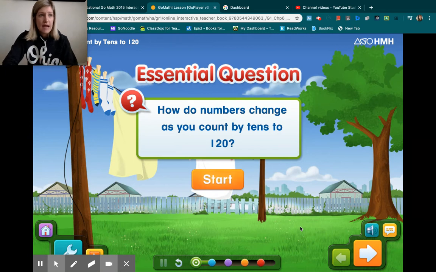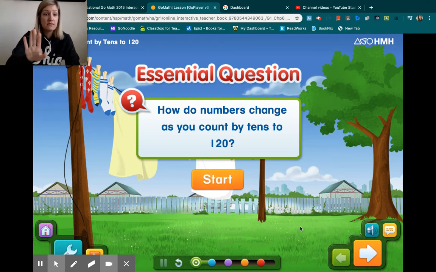So like I said, we're thinking about counting by tens instead of ones. So let's practice right now just so we can get our brains going. Counting by tens to 100. Count with me. 10, 20, 30, 40, 50, 60, 70, 80, 90, 100. But we didn't get to 120. So they're pushing us even further today. They want us to count to 120. Let's see what they've got.